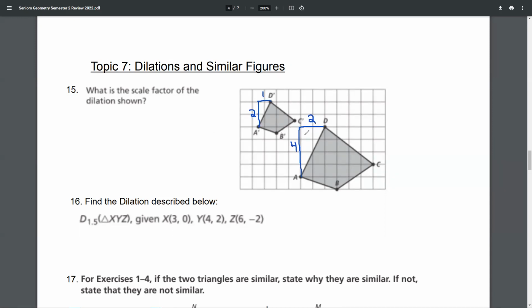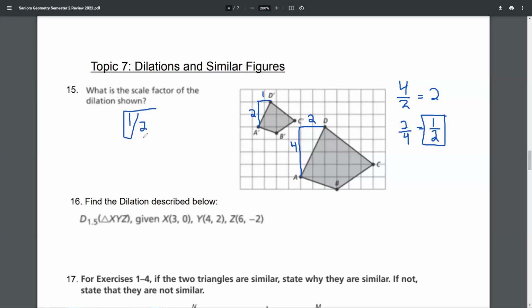Okay, so my scale factor is going to be 4 over 2 or 2 over 4, which is going to give me 2 or 1/2. It doesn't specify, but when it doesn't specify, we're going from the regular one to the one with the primes. So A, B, C, D to A prime, B prime, C prime, D prime, which means we're getting smaller. So our scale factor should be 1/2.